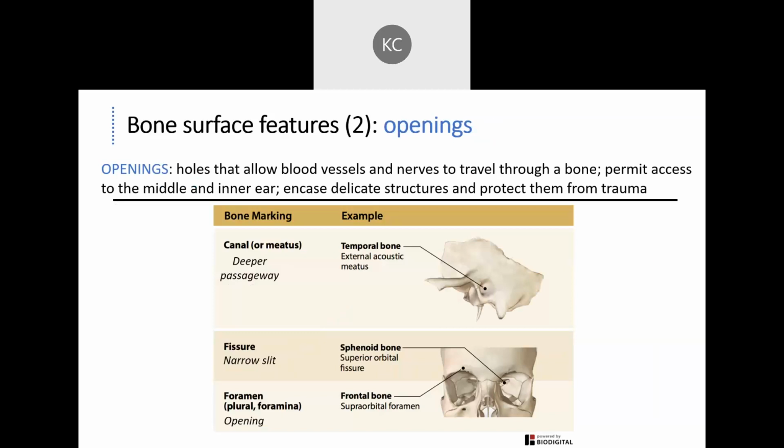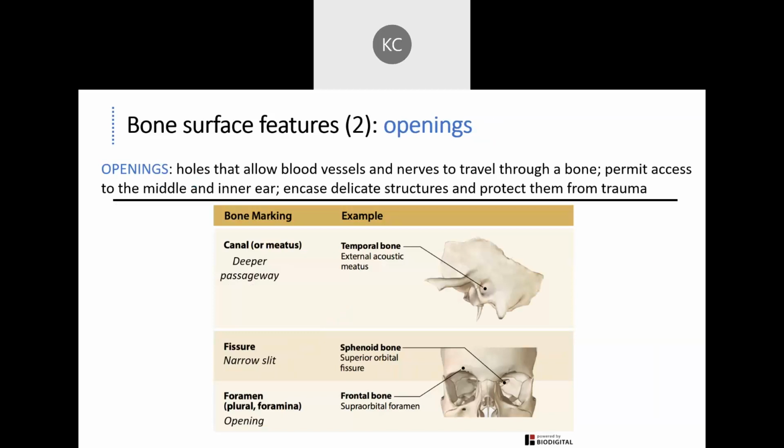We have a fissure. We have something called a superior and an inferior orbital fissure that allows the passage of arteries and veins and nerves that are making their way from the brain inside the cranial cavity into the orbit, so into the area where we have our eye.